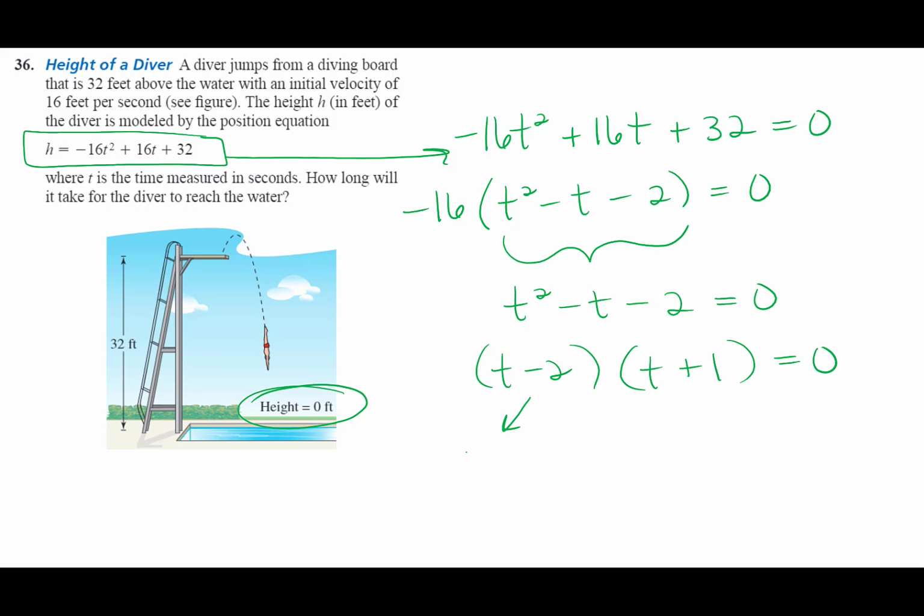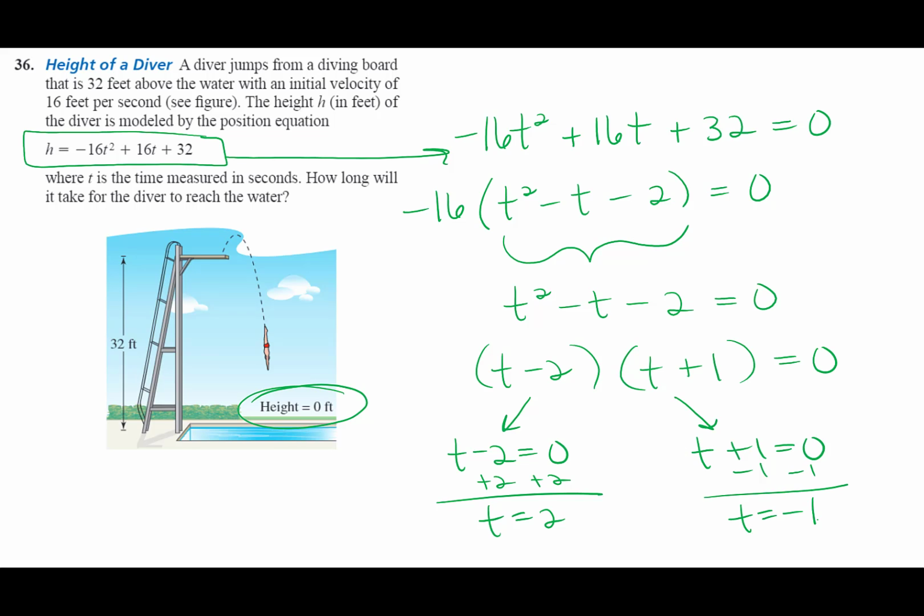And again, the zero factor property says either t minus 2 equals 0 or t plus 1 equals 0. On the left side, we'll add 2 to both sides. t equals 2. On the right side, we'll subtract 1 from both sides, and t equals negative 1. How long will it take the diver to reach the water? And we know t is in seconds. Does it make sense for our answer to be 2 seconds or negative 1 seconds? Well, again, we can't have negative time, so we're going to cross out our negative answer, and we're going to stick with t equals 2 seconds.